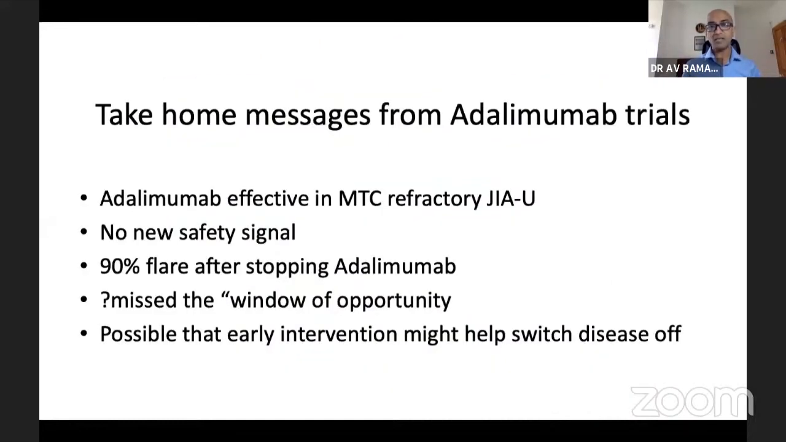So what are the take-home messages from the adalimumab trial? Adalimumab is safe in methotrexate refractory JIA-associated uveitis. There were no new safety signals, so we don't have to worry whether it's safe in children. But 90% of children flare after stopping adalimumab.